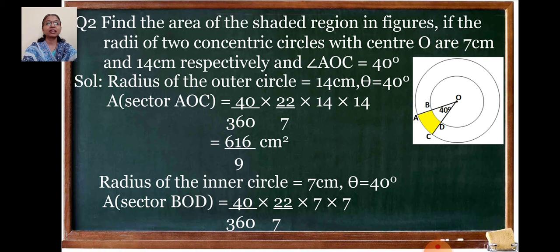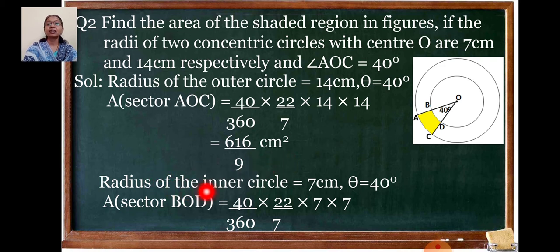Therefore, area of sector AOC is equal to theta divided by 360 into pi r square, that is the formula. Substitute the values. Theta is 40 degree divided by 360 into 22 upon 7 into r square, which is 14 into 14. Simplify. You will get 616 divided by 9 centimeter square. Right, this is the bigger sector's area.